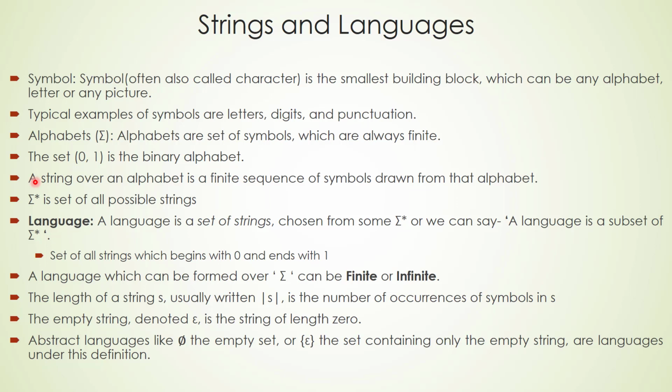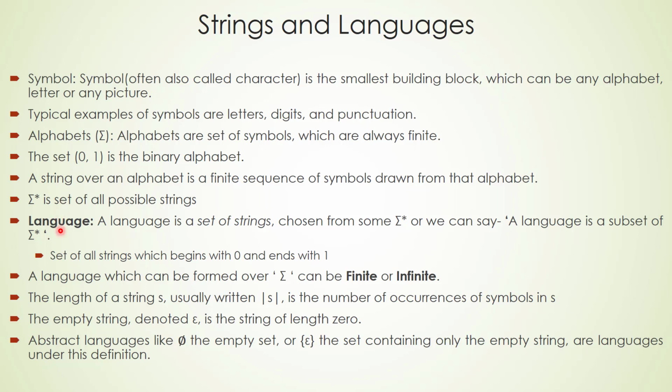Next point, a string over an alphabet is a finite sequence of symbols drawn from that alphabet. We all know what a string is. For example, in the English language we call them words. So a group of characters from that particular alphabet is considered a string. We already studied that sigma stands for alphabet. Sigma star means it's the set of all possible strings. So for example, in the binary alphabet, sigma star means the set of all binary numbers.